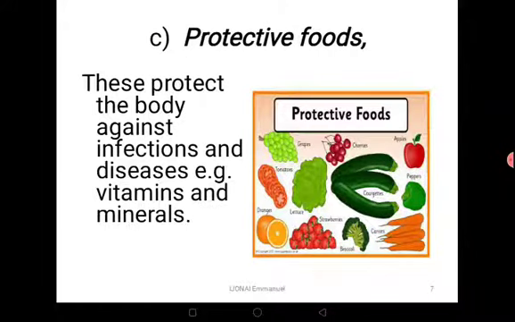And then we have the protective food. These ones basically protect the body against infections and diseases. And these ones are majorly the vitamins and the minerals. And we get them from fruits and vegetables majorly. So you can see some of them there where you can get the protective food. So if you eat tomatoes, you eat oranges, you eat other vegetables, then you are very sure that you are getting protected against disease and infections. So they are very good food, and they are sometimes called the immune boosting foods.